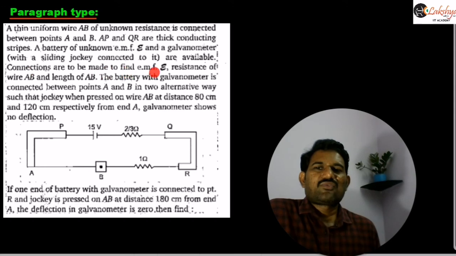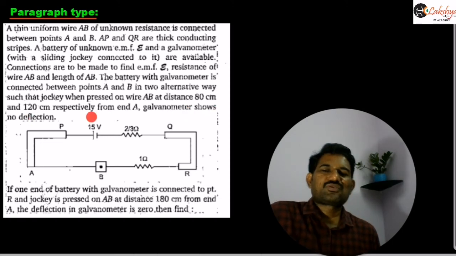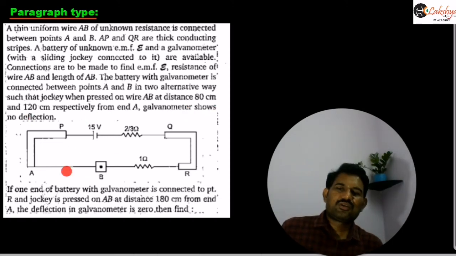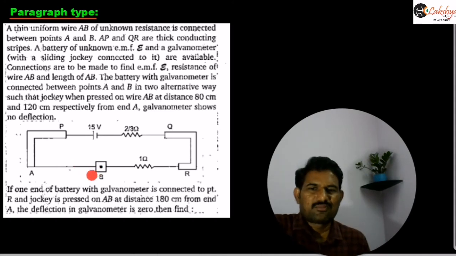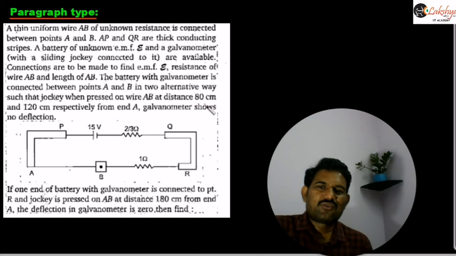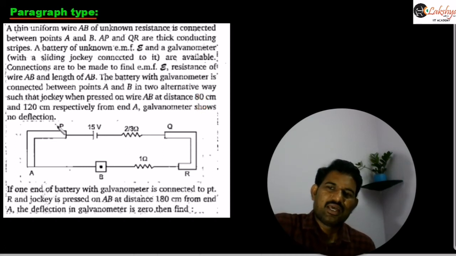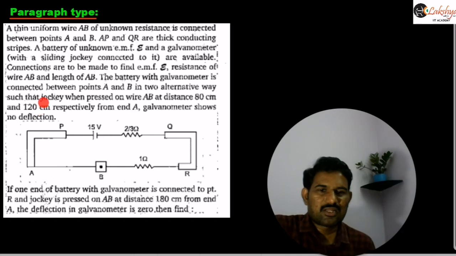Connections are made to find the EMF E, the resistance of AB, and the length of the wire AB. The battery with the galvanometer is connected between the points A and B in two ways, such that when the jockey is pressed on the AB wire at a distance of 80 centimeters and 120 centimeters respectively from the end A, the galvanometer shows zero deflection. That means between 2 points we are connecting the galvanometer and the jockey in two ways here. So in one way, if you are pressing at 80 centimeters, we are getting zero deflection, and in another way, when you are pressing again at 120 centimeters, you are getting the balancing point.